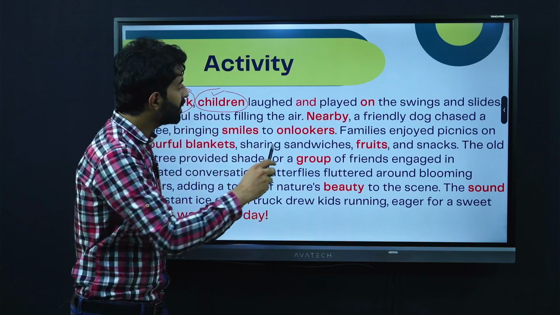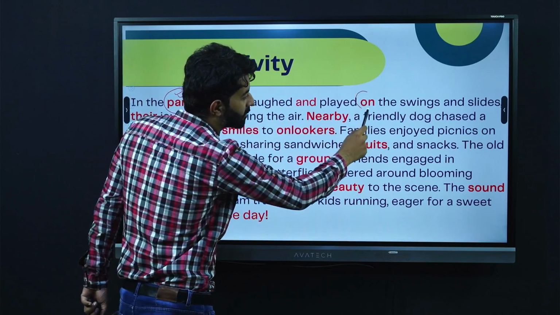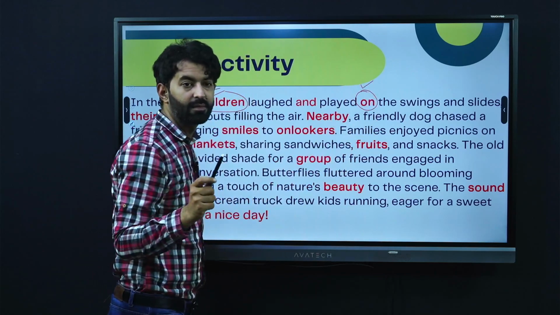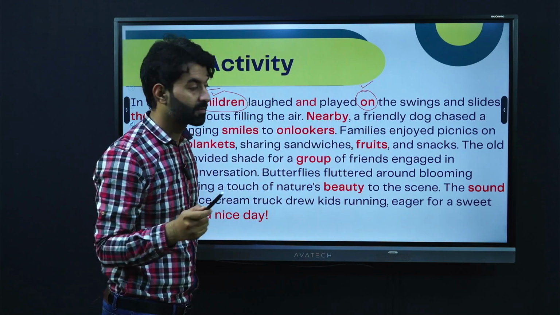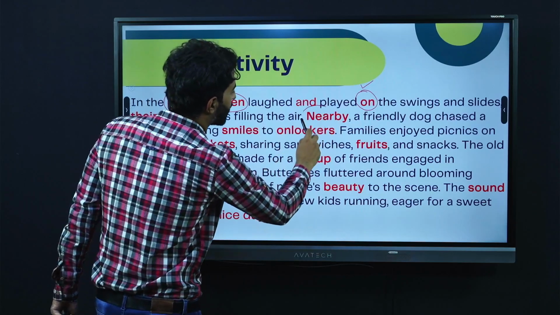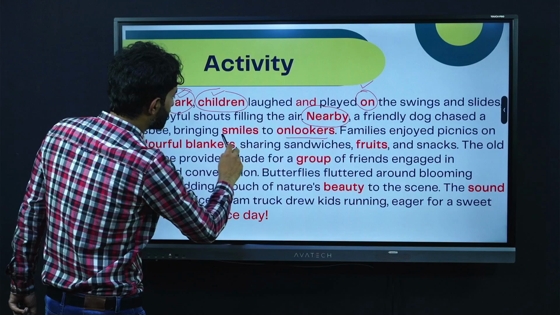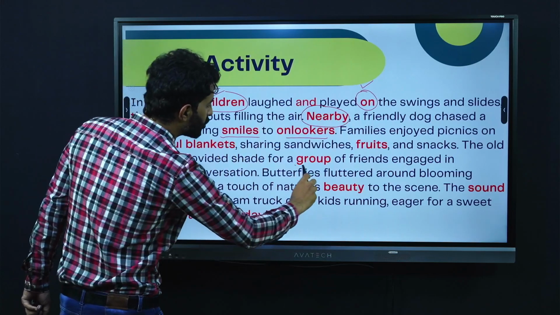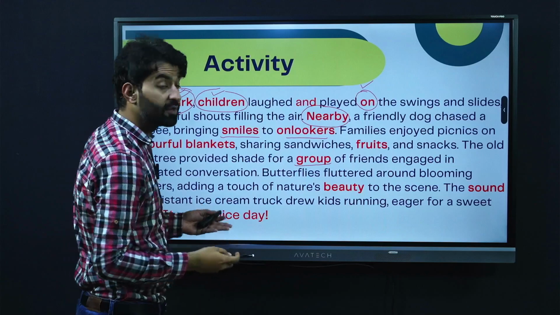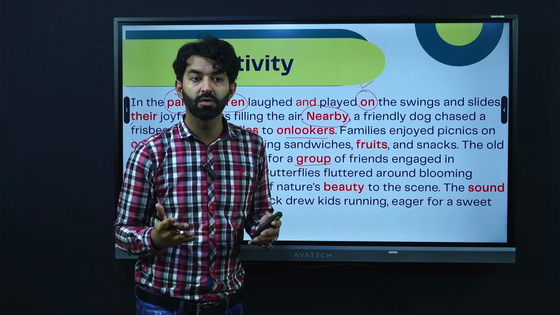Not only do we have nouns over here, we also have all other parts of speech. Now, can you tell me what is on? Yes, it's a preposition. Okay. Nearby, onlookers, smiles, group. Now, group, as we know, is a collective noun.